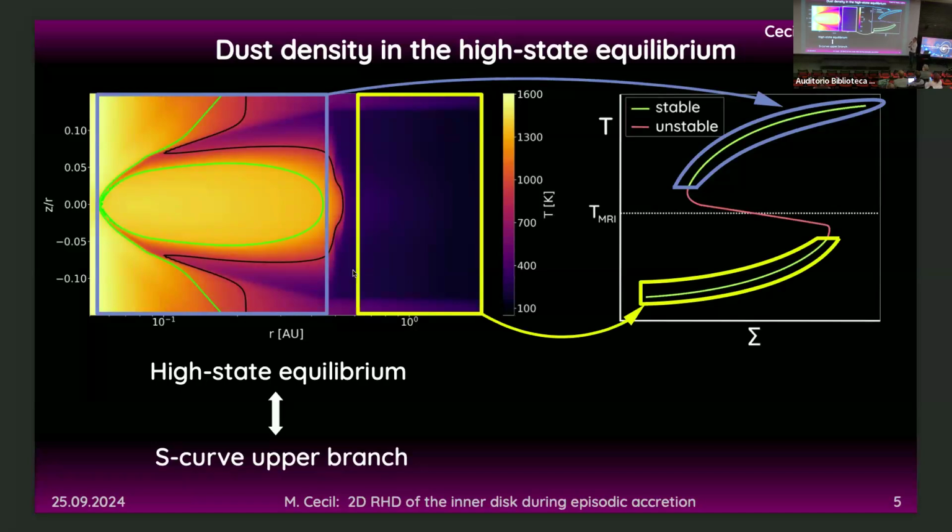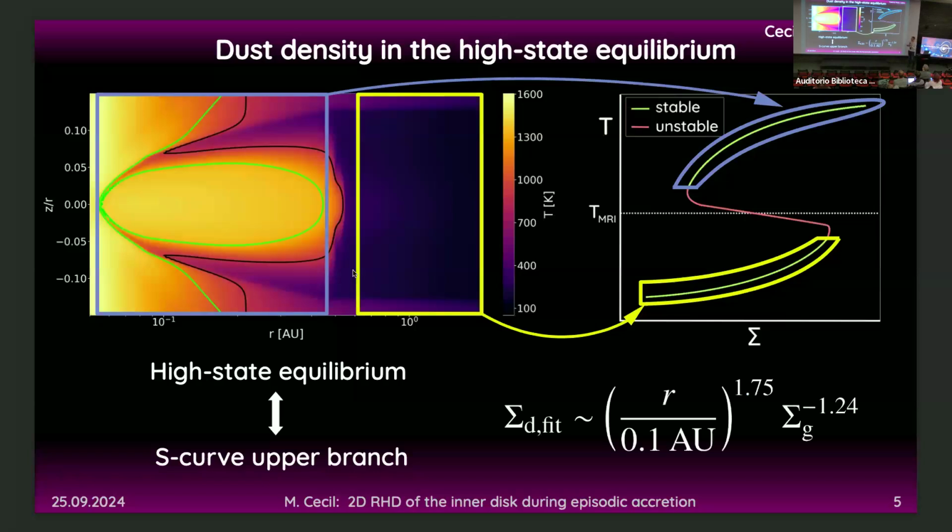We can ask the question, well, what is the dust content in the high state equilibrium that produces the equilibrial state? And we can do a few fits to our models, and what we can see is that we can describe the surface density of the dust as a function of the radius and the surface density of the gas. But of course, we have to be very careful with this, because this is a consequence of the chosen parameters for our simulation. So if we change, for example, the alpha description or the opacity description, then this formula would change as well. So we have to take this with a grain of salt.